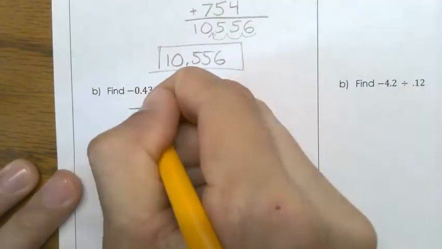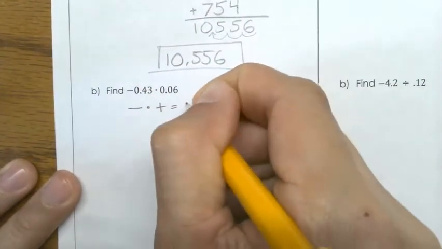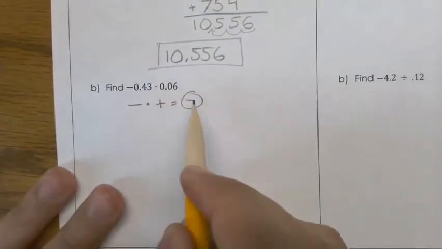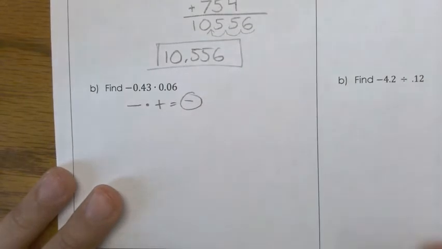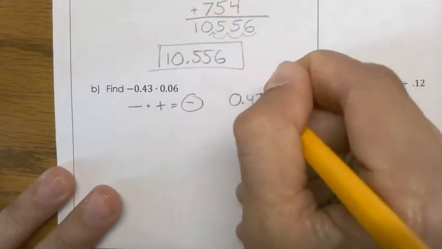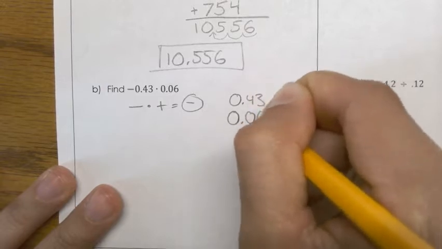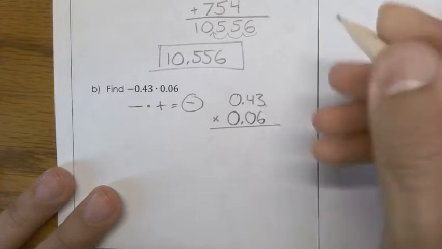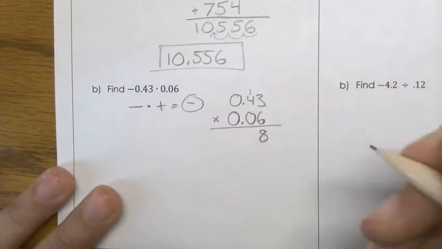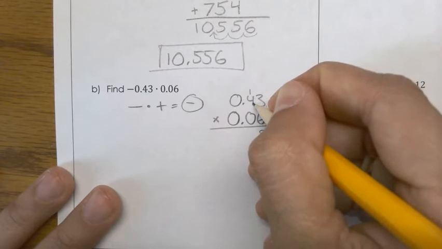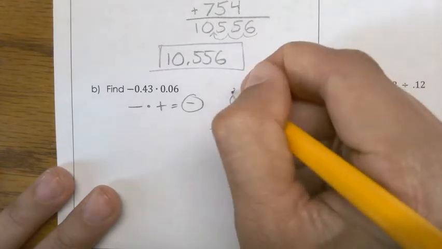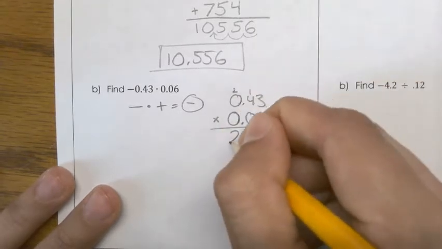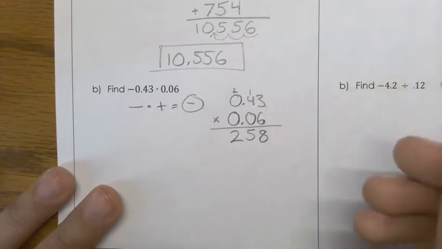So remember, this is a negative multiplied by a positive, so we have to recall our final answer is going to be a negative. Now we can just focus on the number since we know that the answer will be a negative. So it's 0.43 multiplied by 0.06. Let's start multiplying. 6 multiplied by 3, that's going to be 18, carry the 1. 6 multiplied by 4 is going to be 24, plus 1 would be 25. 6 multiplied by 0 is 0. Add the 2, you get 2.